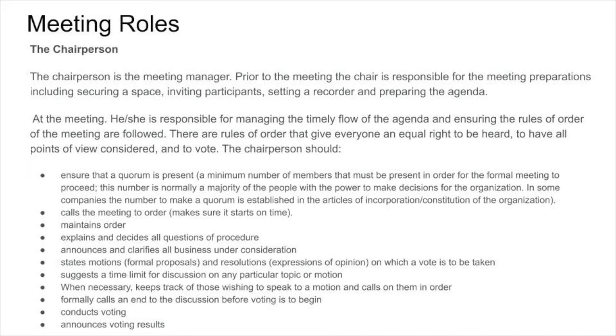Another important thing that the chair has to do is to make sure there's something called a quorum. Now, a quorum is usually 50% plus 1 in most meetings. Organizations often have constitutions, and constitutions are the basic rules of how the organization operates. In a constitution, it will normally say what a quorum is. It may be less than 50% plus 1. It doesn't really matter, as long as the organization has dictated what a quorum is, to be able to make a legitimate decision. You've got a quorum.